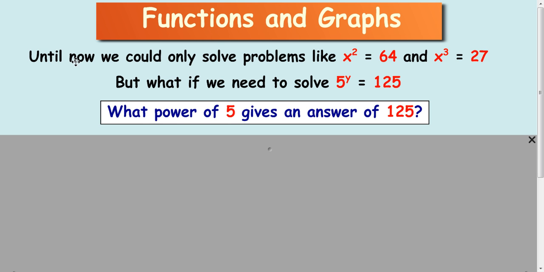Now, up here we say until now we could only solve problems like x squared equals 64 and x cubed equals 27. You would square root or cube root that. But we haven't really looked at problems like this in mathematics. 5 to the power of what makes 125, or 2 to the power of what makes 32, and so on.